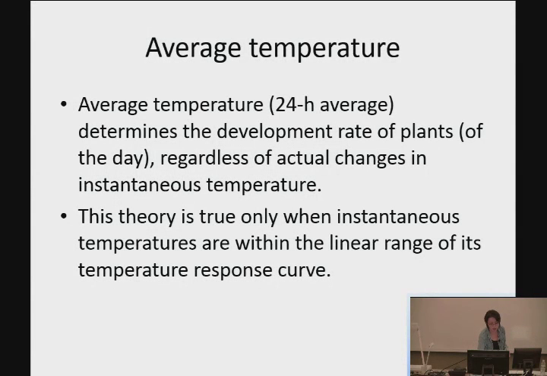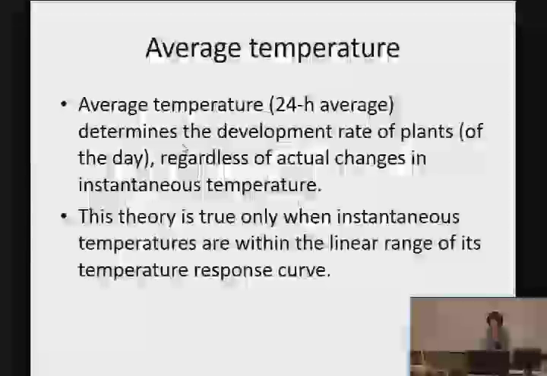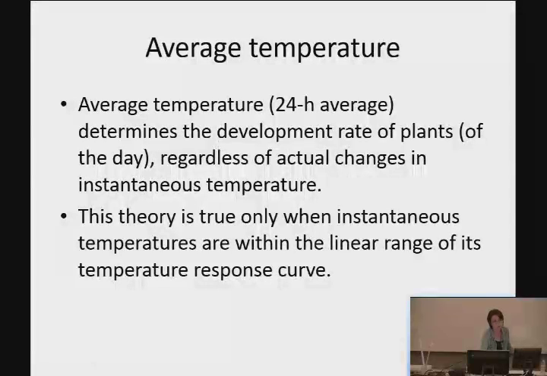Generally speaking, when they are in the linear range of the temperature response curve, average temperature determines the development rate of the plants, regardless of actual changes or instantaneous fluctuation of the temperature. And this is particularly the case under the controlled environment, because controlled environment controls temperature independent from other factors. Okay, so why is that?